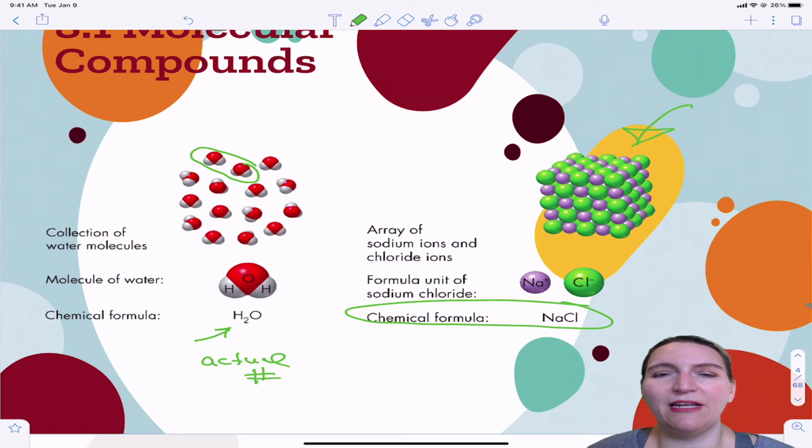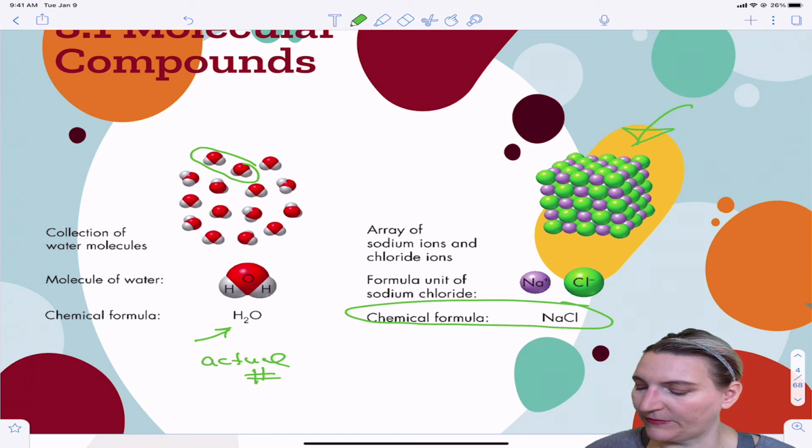So whereas in a salt, we say NaCl because the ratio is 1 sodium for every 1 chlorine, when we're talking about water, we're not talking about the ratio. We're saying a molecule of water will always have 2 hydrogen for every 1 oxygen.